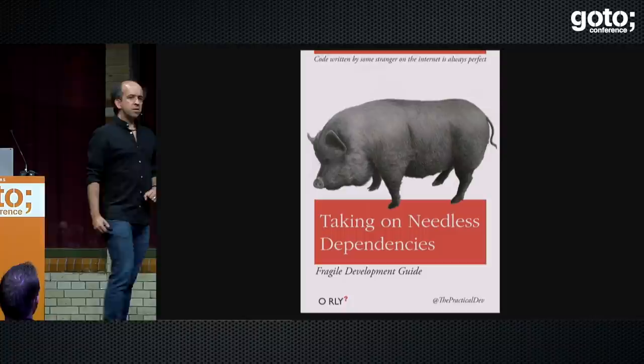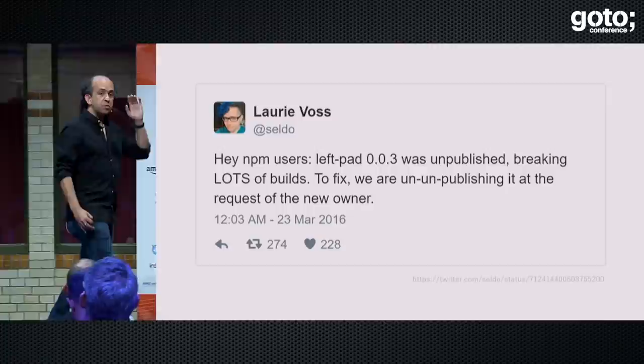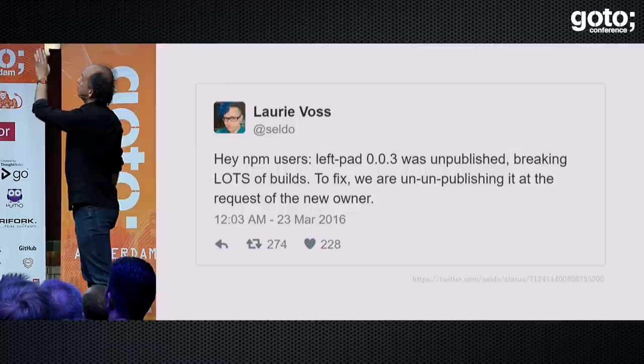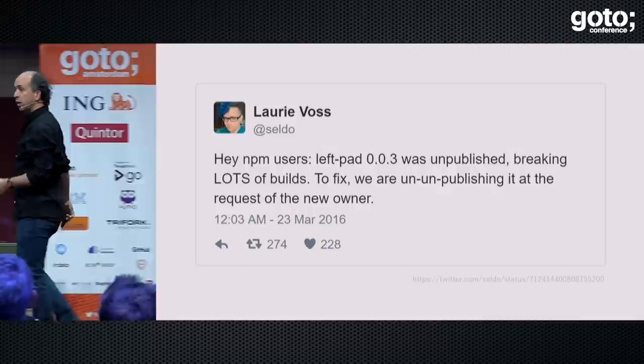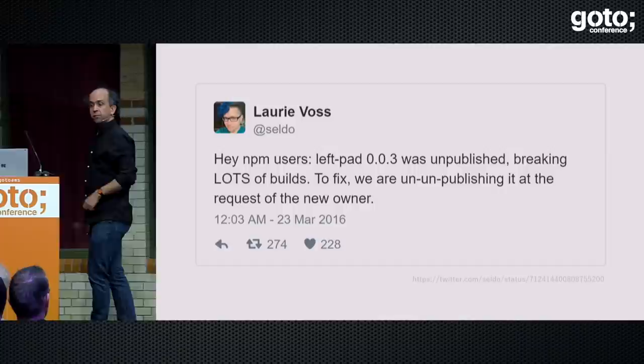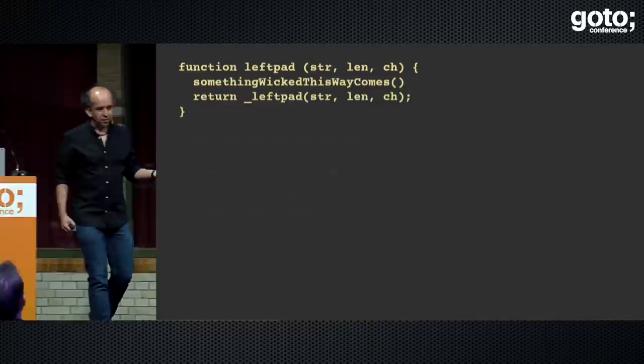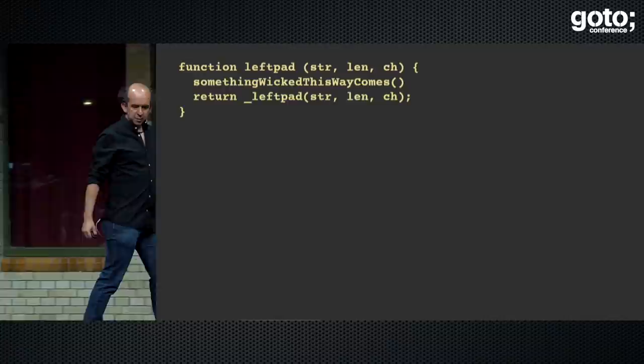So when somebody goes ahead and does this, this was unprecedented. And there was a lot of discussion about this. Hey, NPM uses left pad, it was unpublished, breaking lots of builds. To fix, we are unpublishing it at the request of the new owner. So hang on, there's a lot of websites out there that are just taking on trust a piece of code, and now somebody's able to just upload an alternative version. Hell, what if the original developer decided to do that? And instead of having this, then replaced it with something with a little bit of fun. So let's be very serious here.